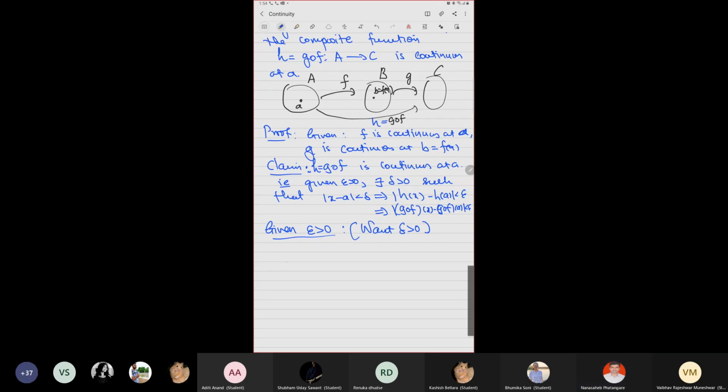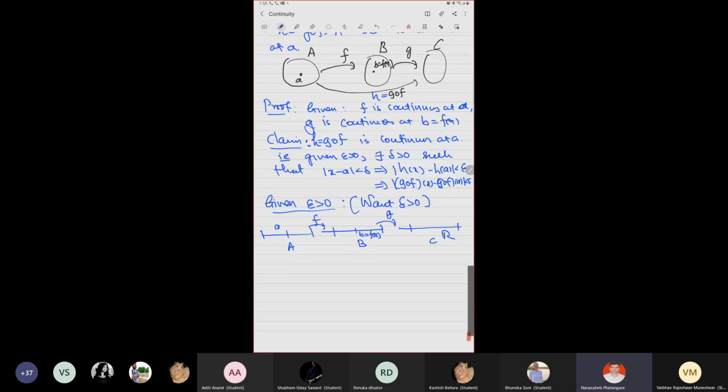But what is our assumption? Let me draw the figure differently. This is my set B, and this is R or C somewhere, and here my set A. I am here at a, and here is b, which is f(a). This is my function f, and this is function g. So epsilon is given.